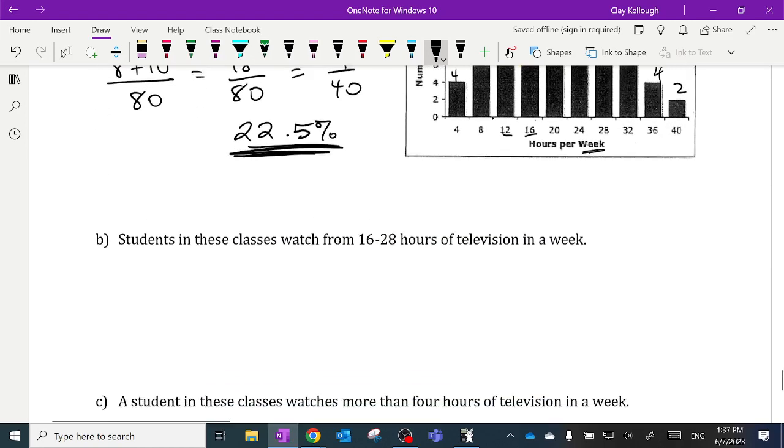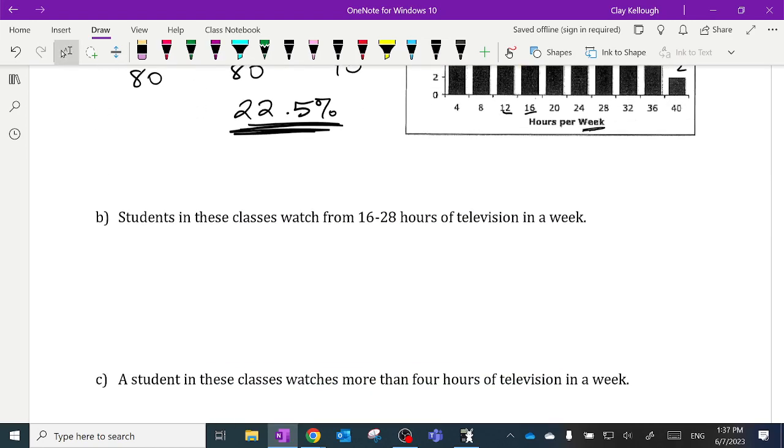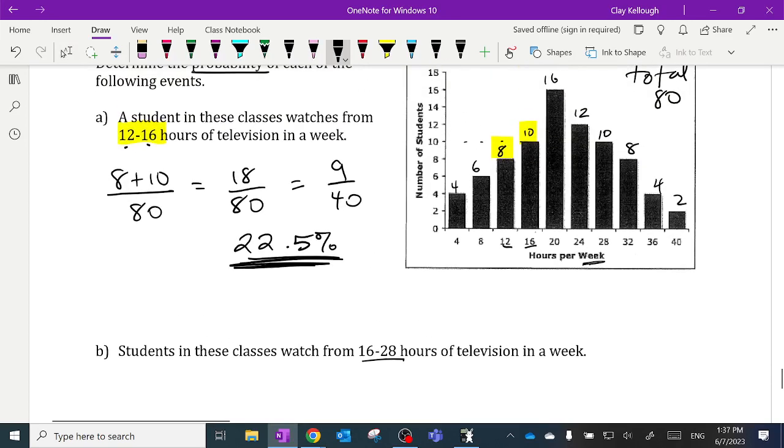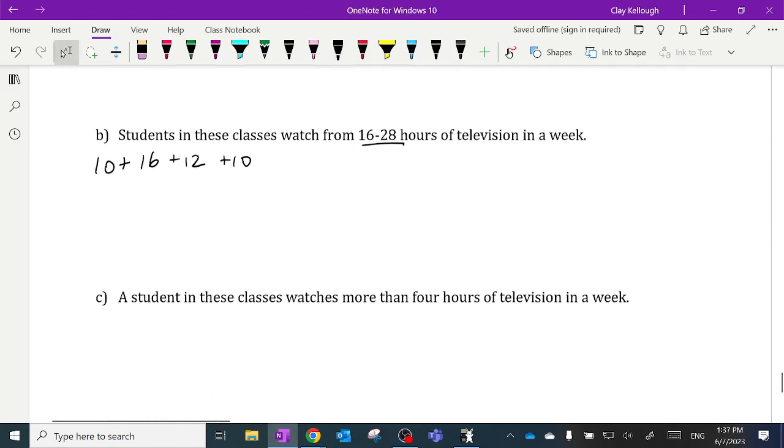All right. Moving along. Let's go with a bigger net, 16 to 28 hours a week. So that's going to be the 10 column and the 16 column and the 12 column and the 10 column. Add all that up. And that's 48 out of 80.